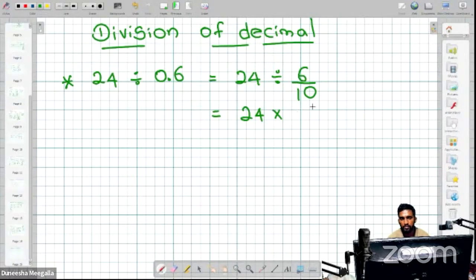What is the reciprocal of 6/10? 10/6. Yes, 10/6. How many sixes are there in 24? 4. Then 4 multiplied by 10, what is the answer?